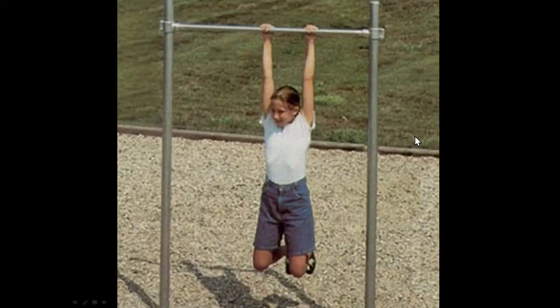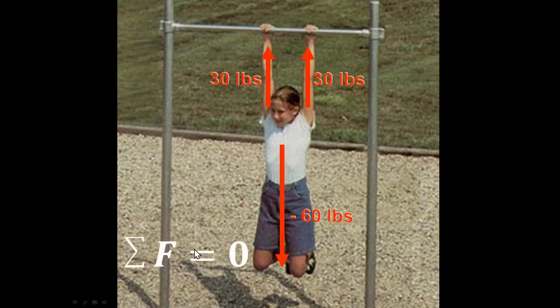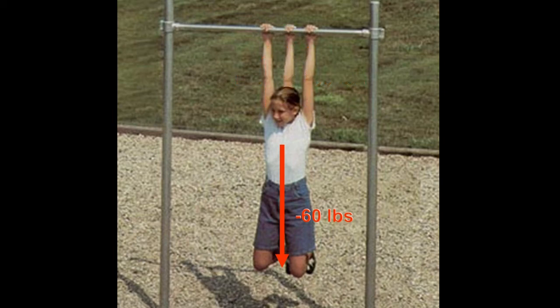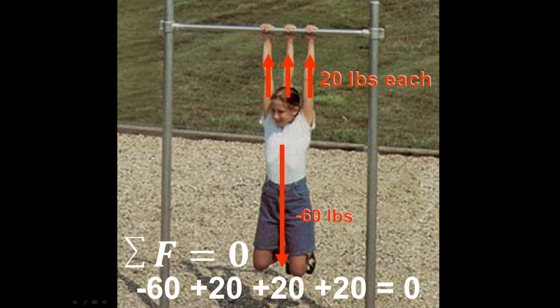Let's say this person is hanging from the bar here and they weigh 60 pounds. And I put a negative there because it's in the down direction. She's hanging from both arms, so probably each arm is supporting 30 pounds of her weight. So the sum of the forces equals 0. 60 down plus 30 plus 30 equals 0. What if they didn't hang from both arms, but hung from all three arms? Could happen. So let's say that 60 pounds down, each arm this time would probably hold 20 pounds. So the sum of the forces equals 0.